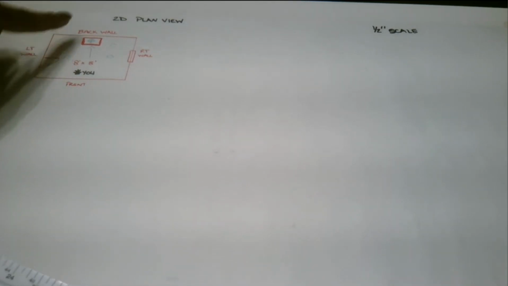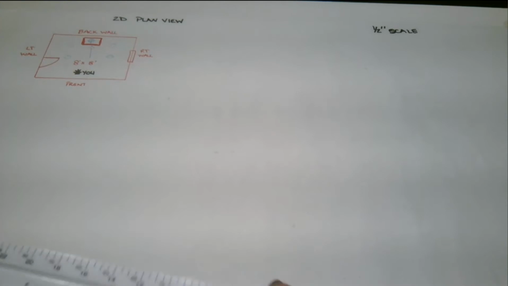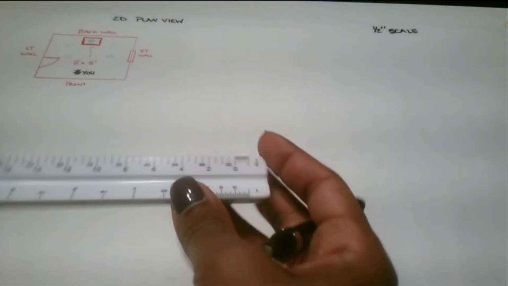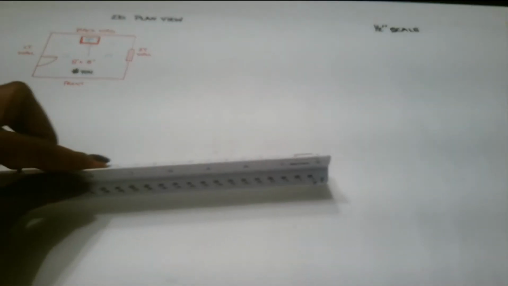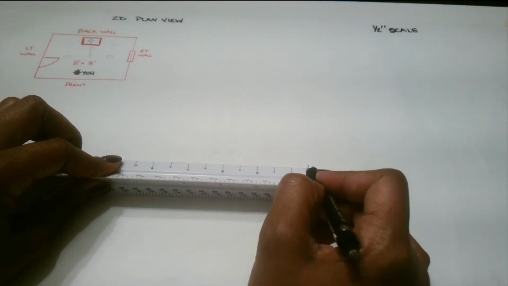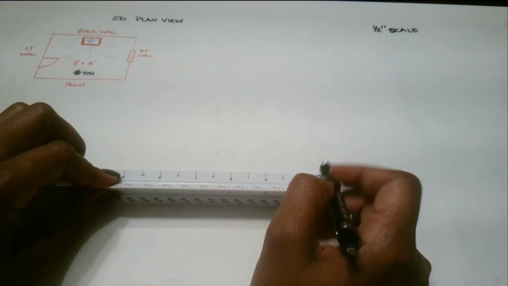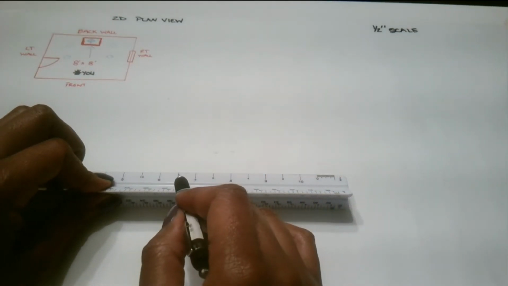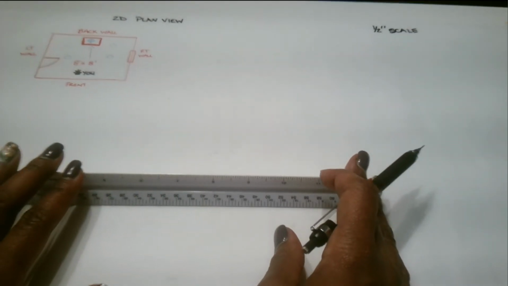I am going to start by creating this back wall, because you need to take what you're looking at and create an elevation view. So you need to draw a floor and a ceiling. So taking my 1/2 inch scale, I'm going to measure and create this wall. This wall is 8 feet in length, and I have a ceiling height of 8 feet.